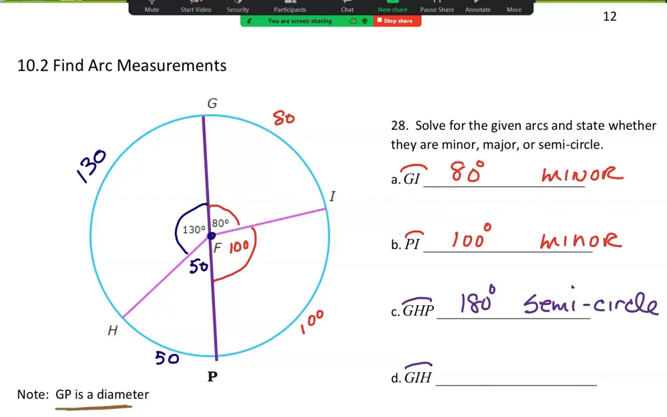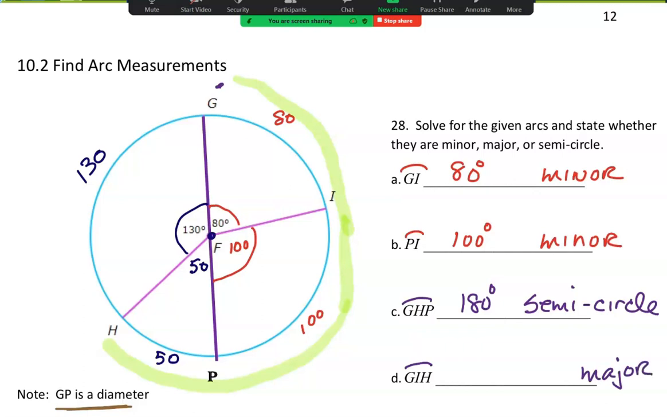Okay, last one, GIH. So GIH, you've got to start here, and let me get a highlighter. Maybe we can show it to you that way. I'm going to go here. Am I going that way? Yes, I am. I had to go to I next. Now keep going and stop here. So you have a choice. You can either say, well, first off, that is definitely a major arc, 3 letters and greater than 180.